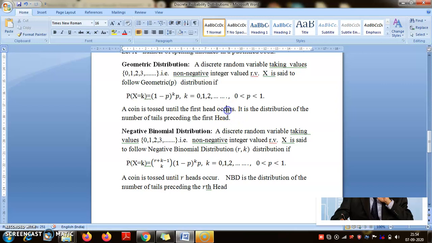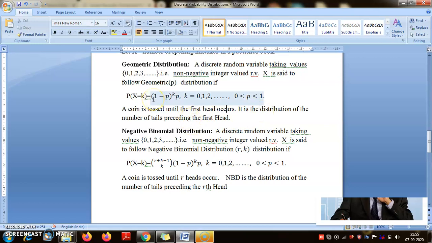Suppose a coin is tossed until head occurs, until you get the first head. Let X denote the number of tails preceding the head. What can be the possible outcomes? You remember this experiment as an example of random experiments with infinitely many possible outcomes. Here it could be a head, in which case k would be 0. It could be tail head, k would be 1. It could be tail tail head, then the number of tails k would be 2, and so on and so on.